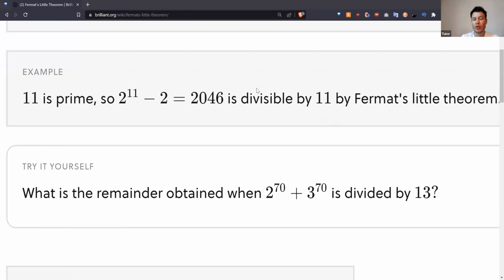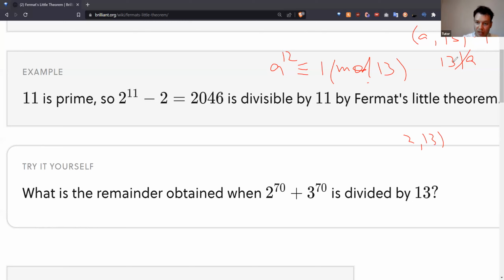Well, luckily, because of Fermat's theorem, I know that 13 is a prime. So if I take a to the power 12, this is going to be congruent with 1 mod 13, as long as a and 13 are a good pair, right? So if a and 13 are relatively prime. Basically, as long as 13 doesn't divide a, as long as a is not a multiple of 13, this is always going to be congruent with 1, right? You see that 2 and 13 are a good pair, and 3 and 13 are also a good pair.